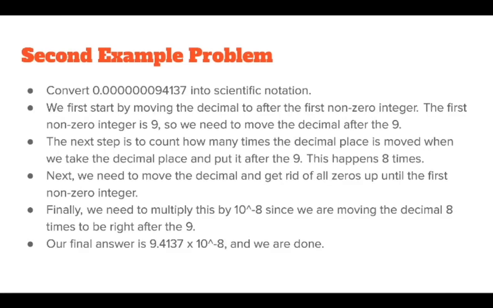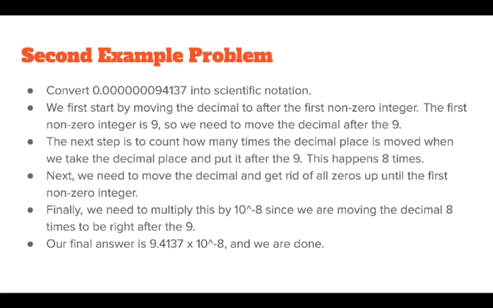Here is the second and final example problem. Convert 0.000000094137 into scientific notation. We first start by moving the decimal to after the first non-zero integer. The first non-zero integer is 9, so we need to move the decimal to after the 9. The next step is to count how many times the decimal place is moved when we take the decimal place and put it after the 9.